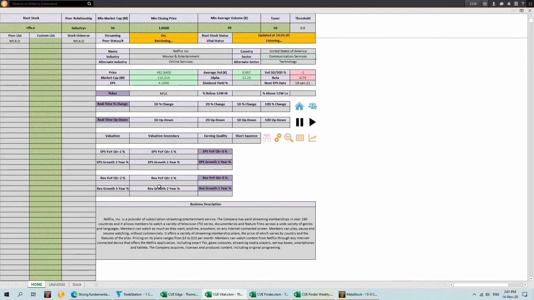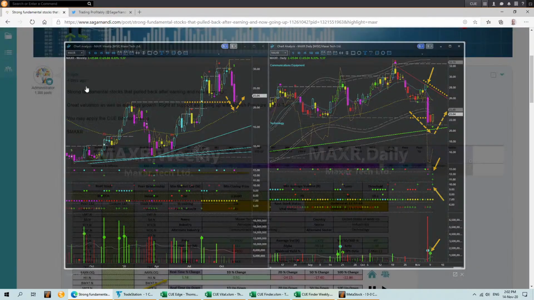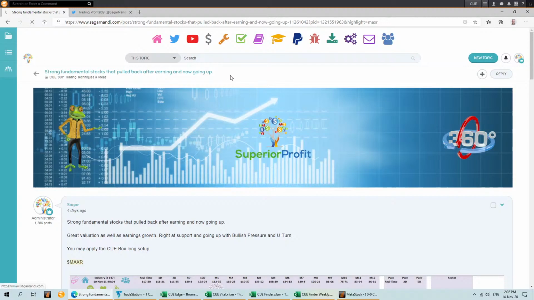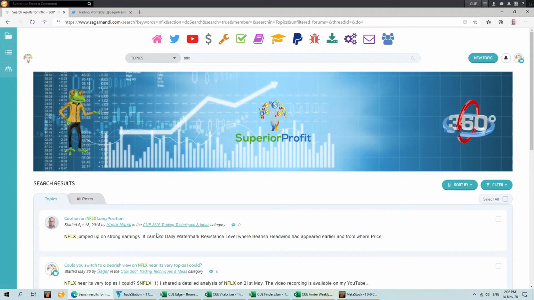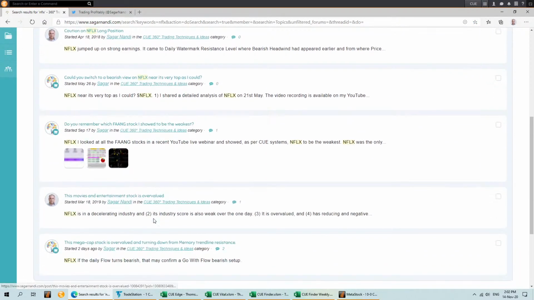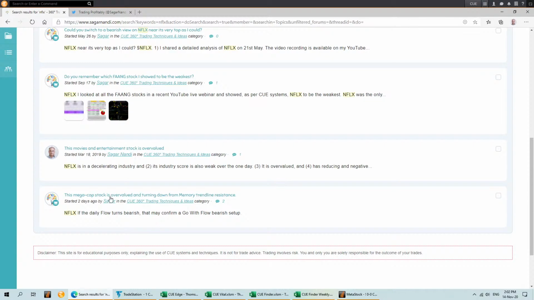And in terms of fundamentals, still retrieving data. In terms of fundamentals, I think I saw it was not so strong. Did I share it on the forum? Let's search it. Two days ago.